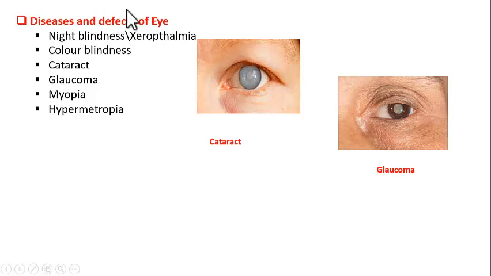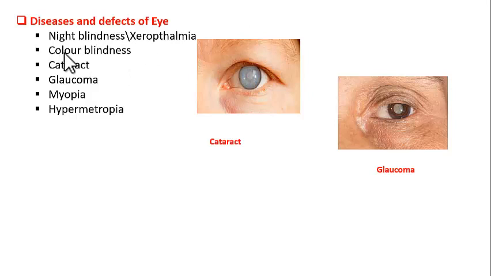This condition is due to vitamin A deficiency, and vitamin A deficiency can be due to poor nutrition or due to some genetic defects to accumulate vitamin A in the body. So if it is due to vitamin A deficiency, taking vitamin A supplements will help this situation to be cured. Whereas if it is due to genetic defects, it may not be cured.